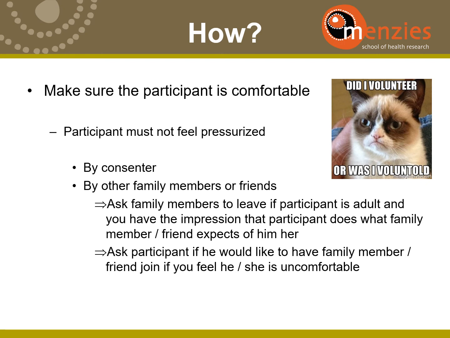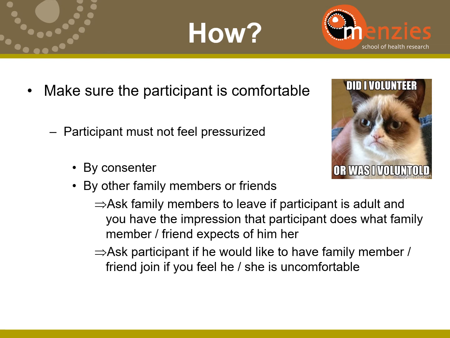First of all, by the consenter. It happens quite often that especially people who are less well educated are fairly intimidated by a medical setting. And these people then tend to agree to a lot of things without asking critical questions. It is the consenter's role to make sure this does not happen. The potential participant feels safe and has the impression that he can ask as many questions as he wants to.